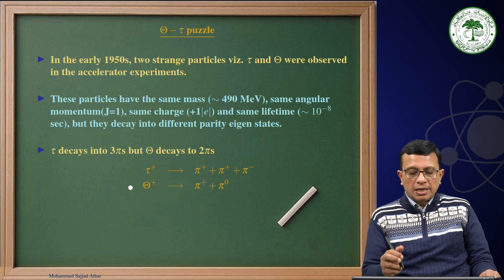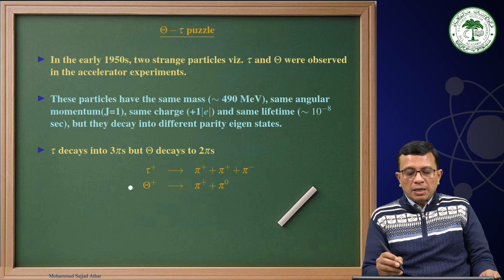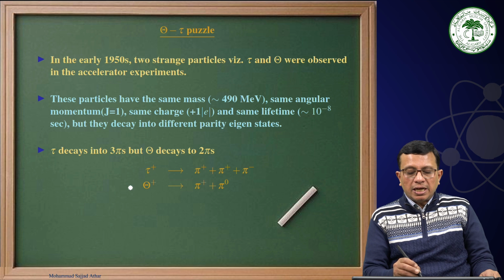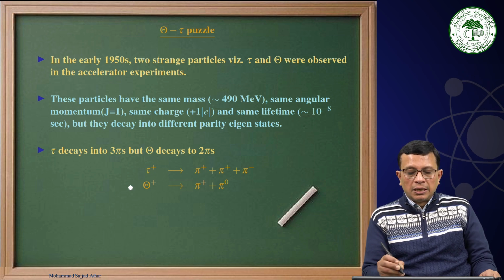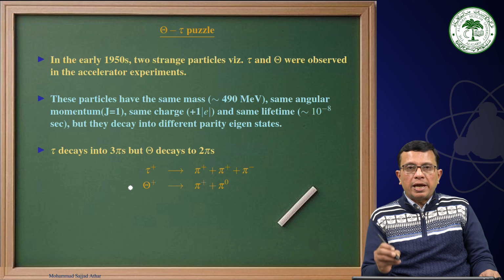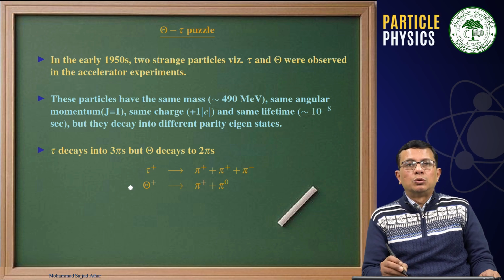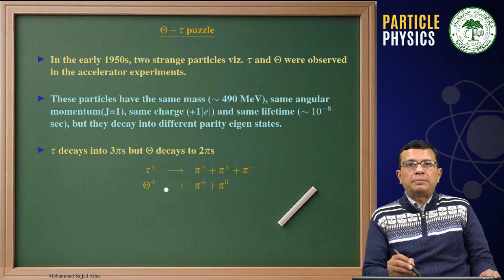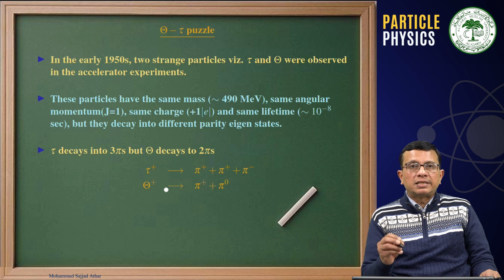The difference is that it was found that tau plus decays to 3 pions, pi plus and pi minus, and theta decays to 2 pions. Therefore, it was found that this tau plus is decaying into 3 pions and theta is decaying into 2 pions, while their masses, lifetimes, charge, and spin are all exactly the same.